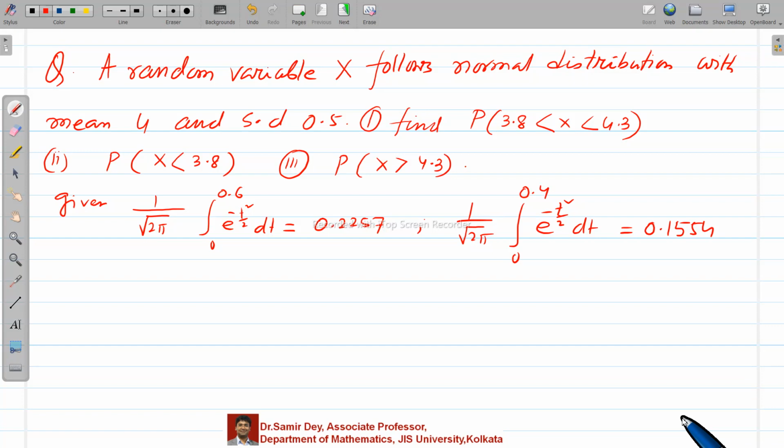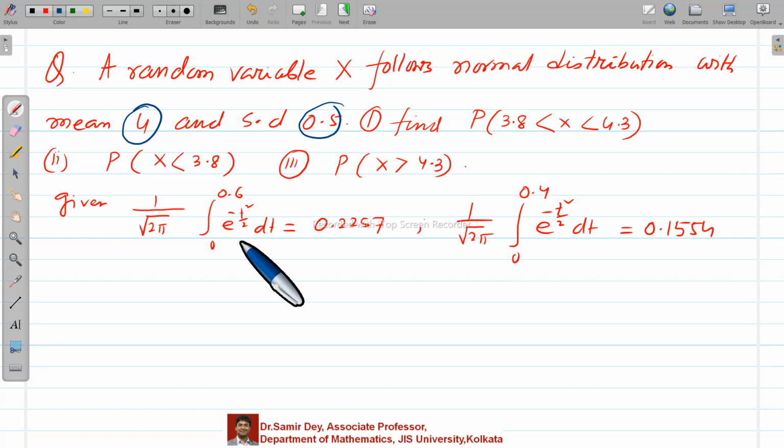Now, please check. You have a question. A random variable x follows normal distribution with mean 4 and standard deviation 0.5. So here your mean is 4 and standard deviation 0.5. Find probability of 3.8 less than x less than 4.3. And second question, find probability x less than 3.8. And third question, find probability when x greater than 4.3.